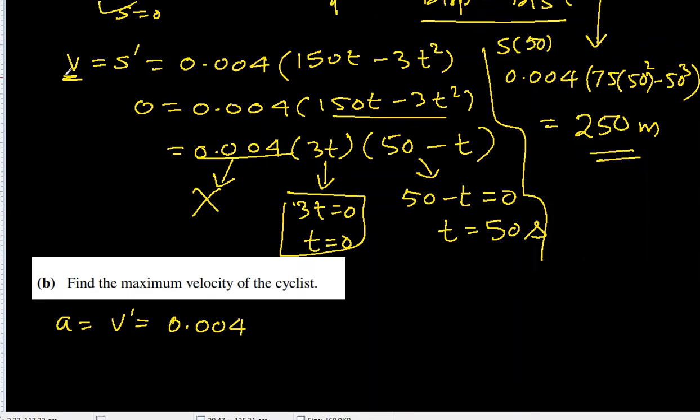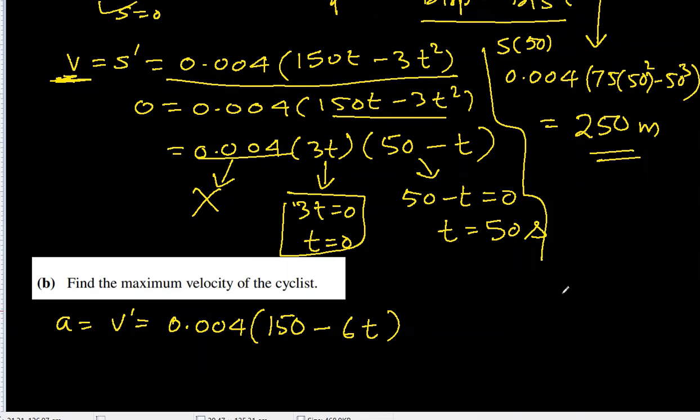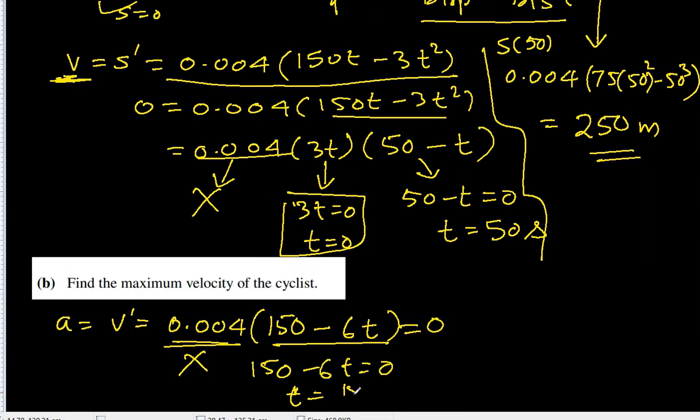0.004. I'm focusing here. This is the velocity equation now. This one. I will differentiate it again. So again, this part is constant. I don't touch it, but I will differentiate what is inside. 150t, its differentiation will be just 150, minus 6t. And now we have to make it equal to 0 to find the stationary point. 0.004 cannot be equal to 0, so this is the only one: 150 minus 6t equal to 0, so t equals 150 over 6 if I bring 6t to the other side, and that gives us 25 seconds.